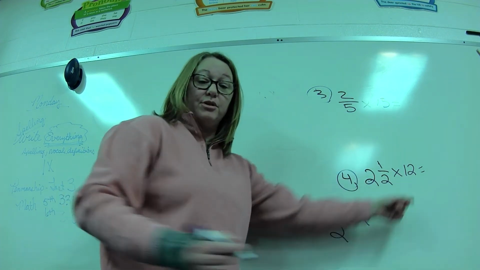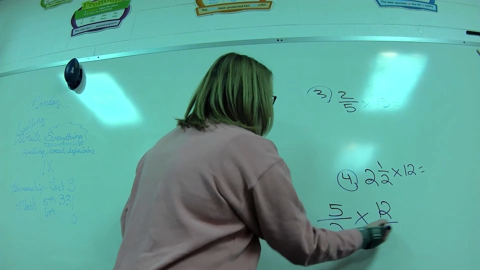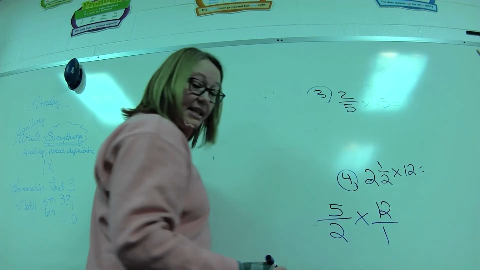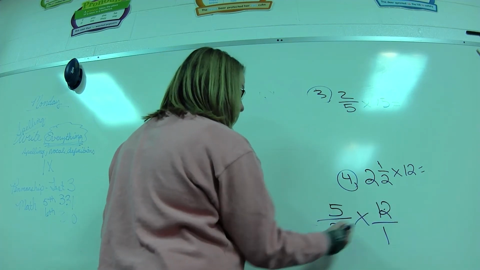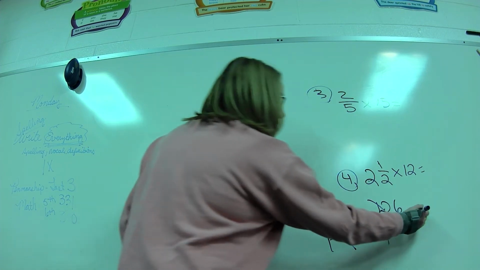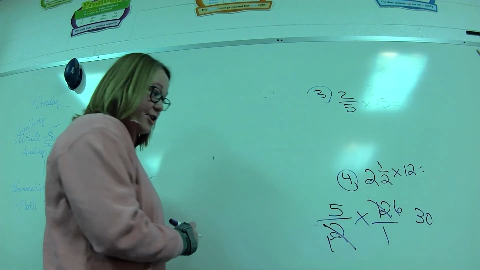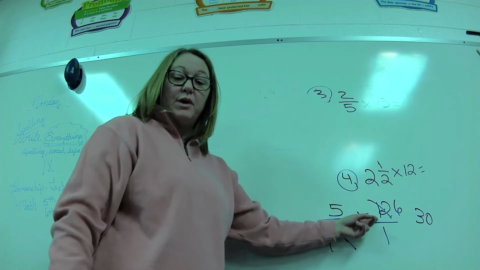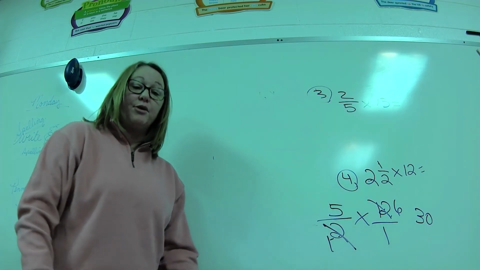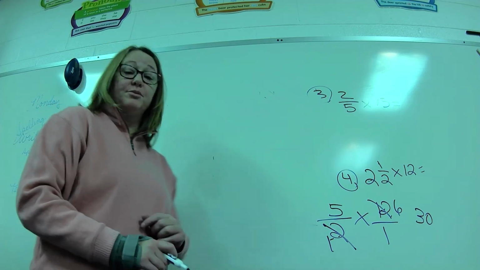12 is a whole number, so let's put it over 1, 12 over 1. Again, I can multiply across or use cancellation. 2 and 12 have a common factor of 2. Let's go to 6. 5 times 6 gives me 30. And if I had multiplied 5 times 12, I would have got 60 divided by 2, which would have given me 30 as well. All right, now we're going to do some more review.